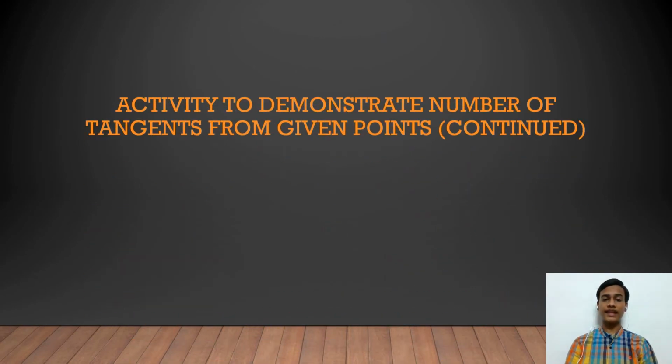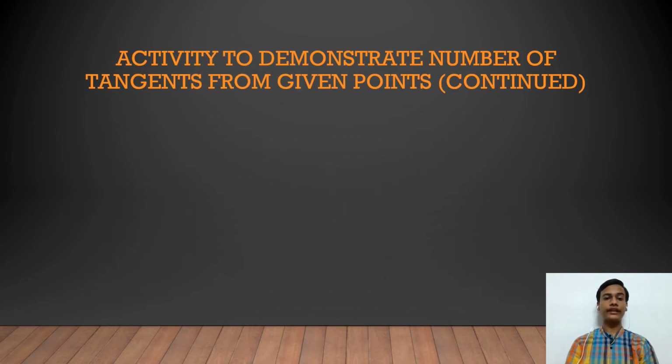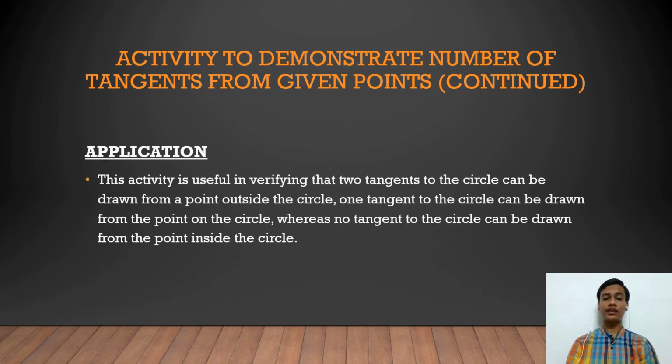Having performed this activity, let us have a look at the applications of this activity. After performing this activity, we were able to verify that if the point given is outside the circle, we are able to draw exactly 2 tangents from it to the circle. If the point given is on the circle, we are able to draw only 1 tangent from it to the circle. And if the point given is inside the circle, we aren't able to draw any tangent from it to the circle.